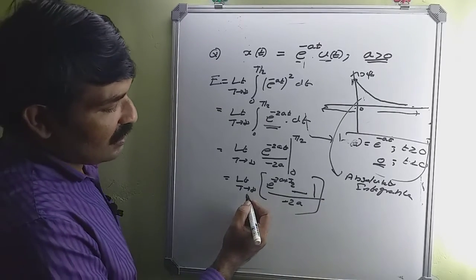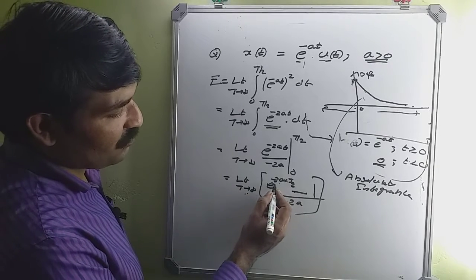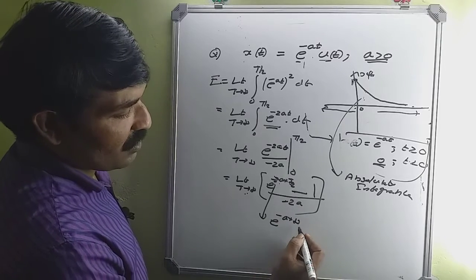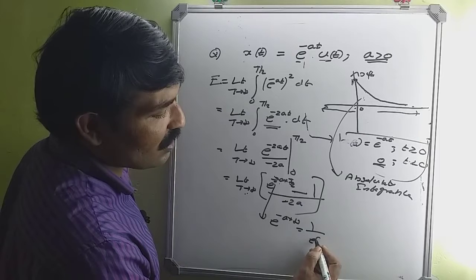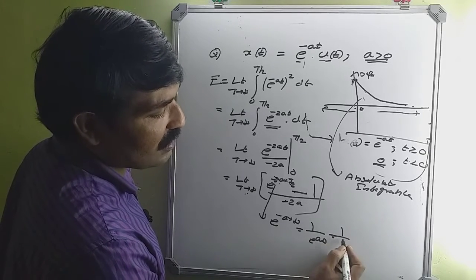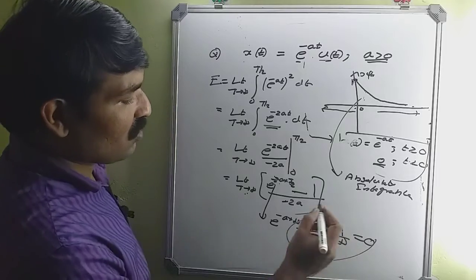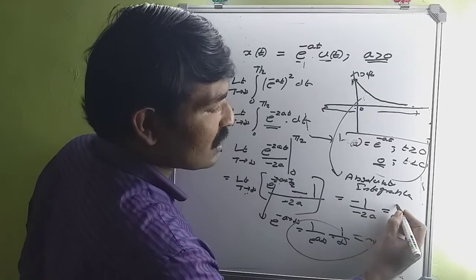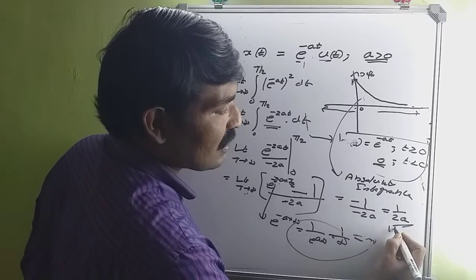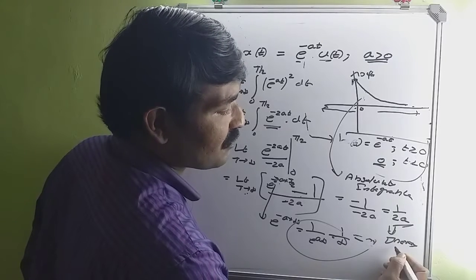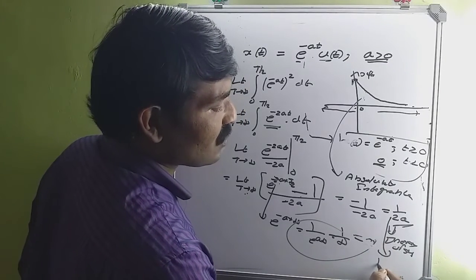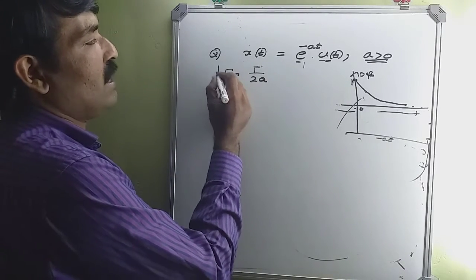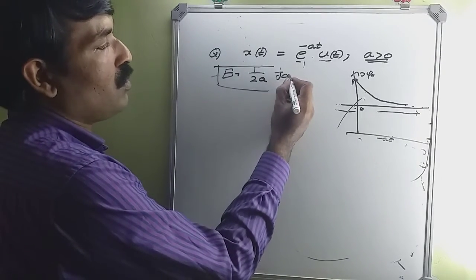Okay, now apply the limit. When t equal to infinity, this term becomes e raised to minus a into infinity, that is equal to 1 by e raised to a infinity, that is equal to 1 by infinity, which is equal to 0. So this is equal to minus 1 divided by minus 2a, or 1 by 2a, is the energy of the signal. That means the energy of the signal is finite. It is given as 1 by 2a. What's the unit? This much joule.